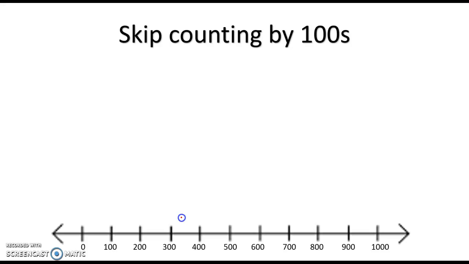We can also skip count by 100s. 100, 200, 300, 400, 500. Do you see a pattern here? So you probably said the ones place is always 0. The tens place is always 0. The hundreds place goes up by 1 each time.